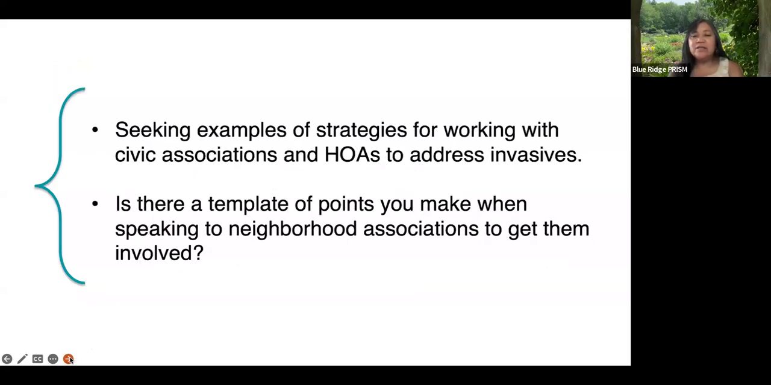Great, great. I guess this relates a lot to the last set of questions. Maybe Wendy, you have some strategies for this, but do you guys have a template of points that you make when speaking to neighborhood associations to get involved? It's not just your neighbors or making friends, but actually going to the organization itself or the board.